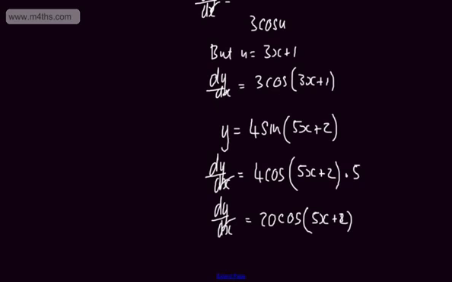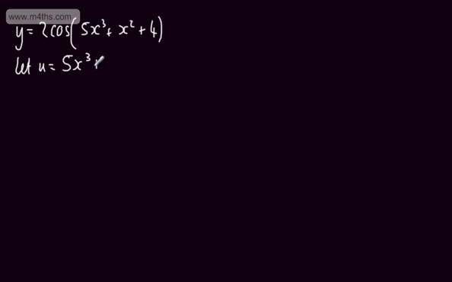Let's go ahead and take another function. So let's say we've got y is equal to 2 cos of 5x cubed plus x squared plus 4. So what we want is the derivative. We've got a function of a function. This is the inside function, 5x cubed plus x squared plus 4, and then this is the outside function. So with the formal approach, we could say let u be equal to the inside function, which is 5x cubed plus x squared plus 4.